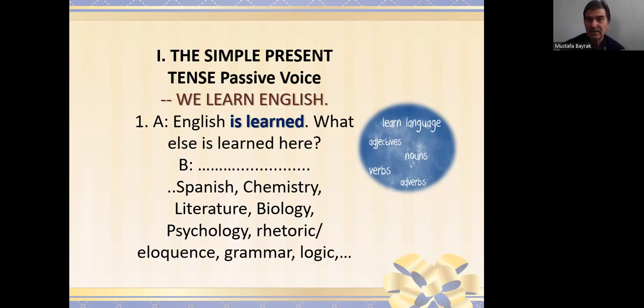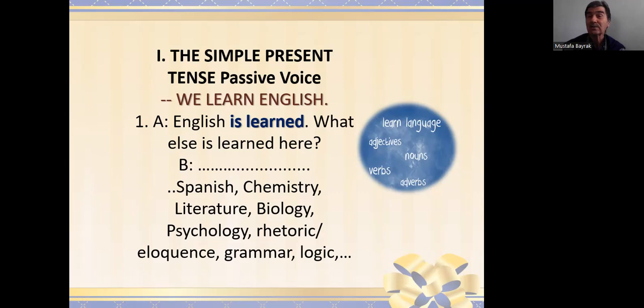What else is learned here? Biology is learned here as well. What else is learned here? Psychology is learned here too. What else is learned here? Rhetoric or eloquence is also learned here. What else is learned here? Grammar is learned here. What else is learned here?